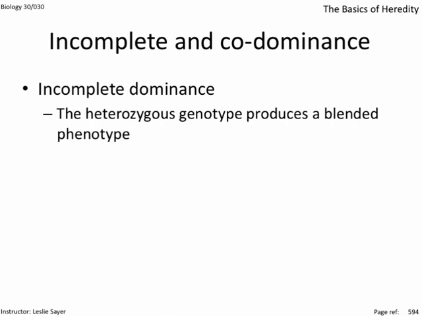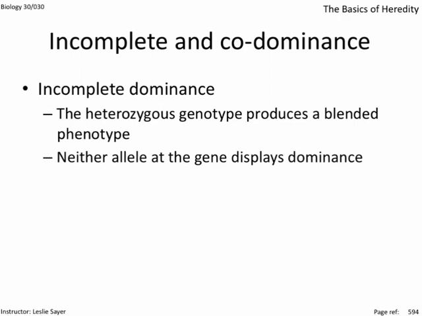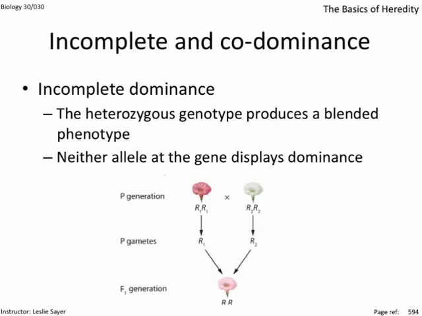Incomplete dominance is where the heterozygous genotype produces a blended phenotype. If a red flower pollinates a white flower, a pink flower is going to result. Neither allele at the gene displays dominance, since a third phenotype evolves from the heterozygous genotype. A new allele nomenclature needs to be formed. Pick the letter that matches one of the homozygous phenotypes and use that letter to identify the gene. So here, gene R has two alleles, R1 and R2.